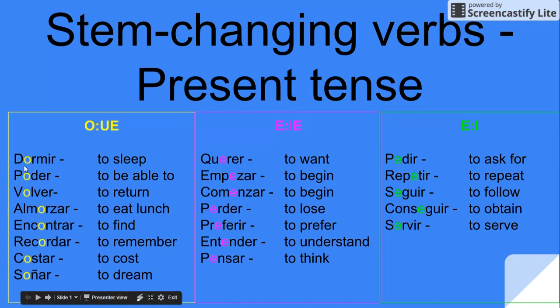In words that only have two vowels, this isn't such a big deal. But in words with multiple vowels, like the verb empezar or comenzar, you can tell very easily that this is not an O to UE stem change like you might think, because it's not in the right position. It has to be in the second to last vowel position. 1, 2.